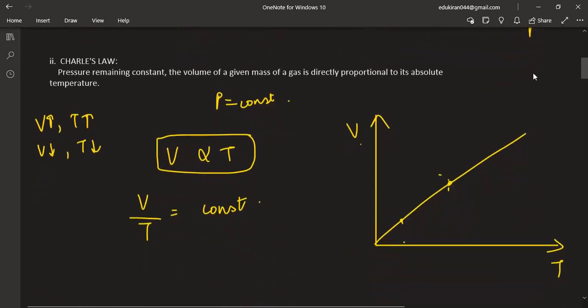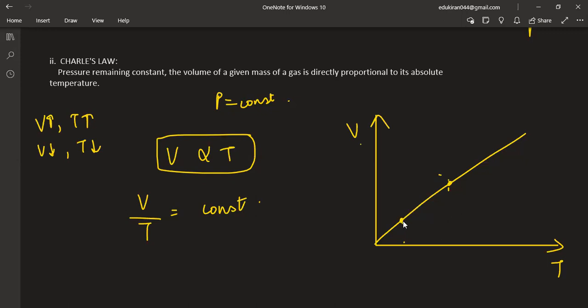Then you have Charles' law, because these laws are mentioned and some very simple questions are there directly on these laws. Charles' law says that pressure will now remain constant, and volume and temperature will have their proportionalities. So with pressure remaining constant, the volume of a given mass is directly proportional to its temperature.